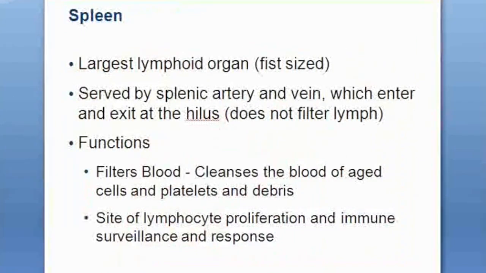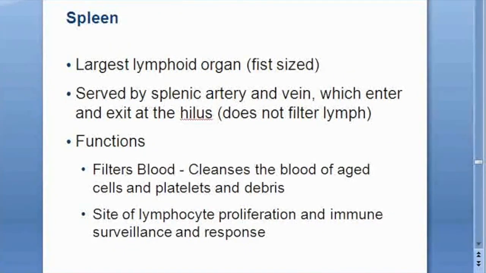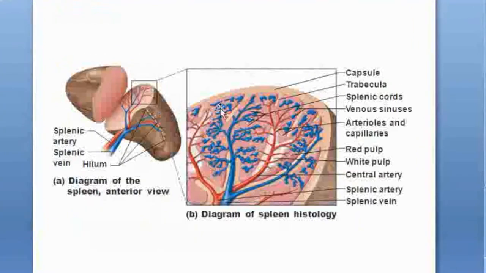Spleen. Okay, the spleen is different from the lymph node because the spleen does not filter lymph. Its job is to filter blood. So the spleen has blood going in and blood going out. It has arteries leading into it, a splenic artery and a splenic vein leading out of it. You can see that in the picture.